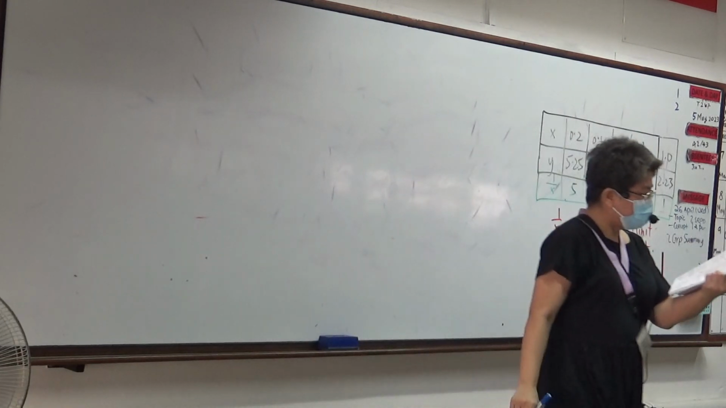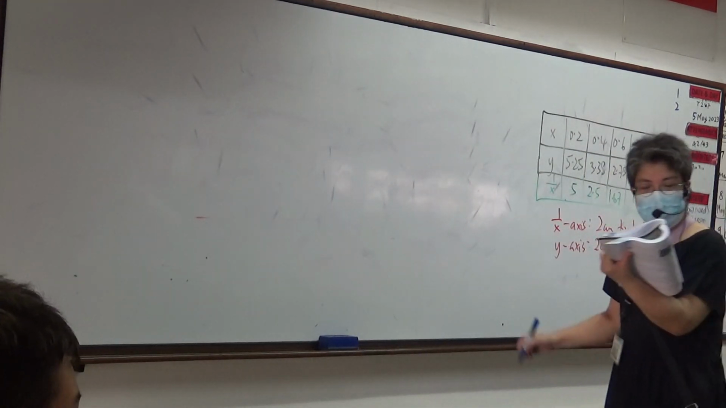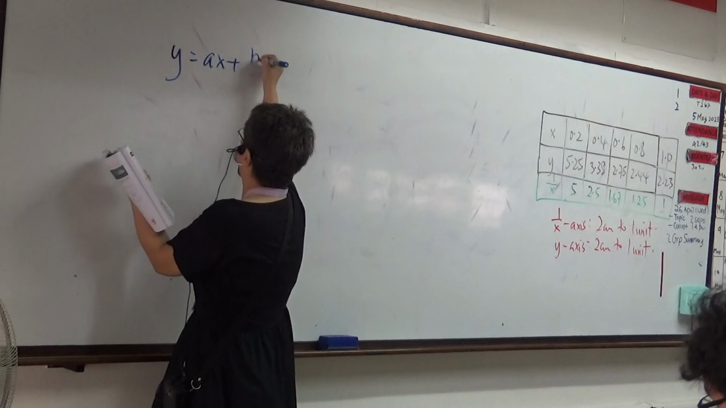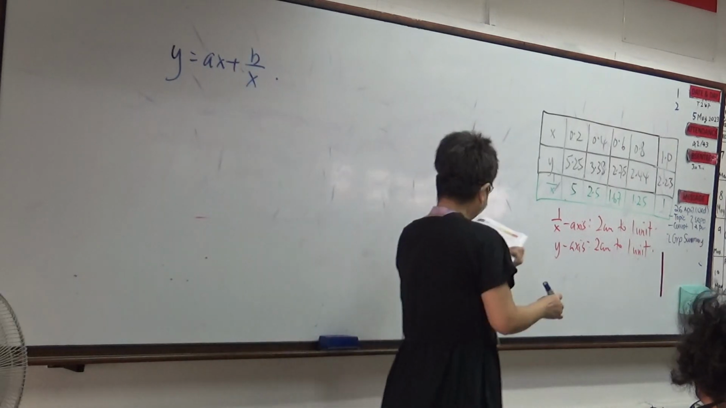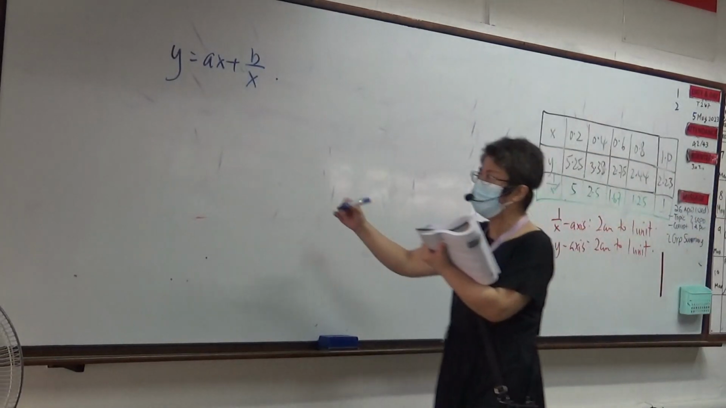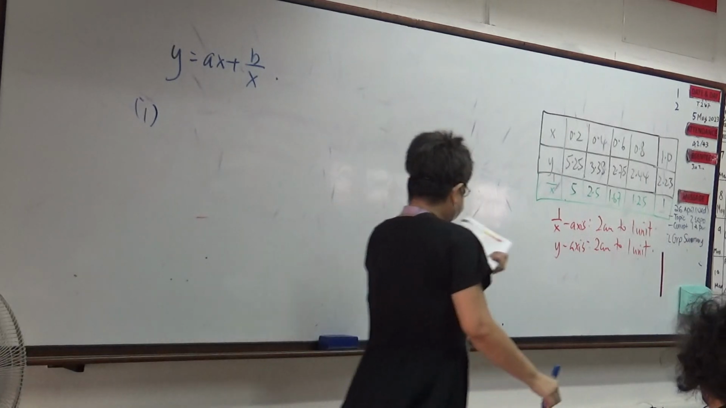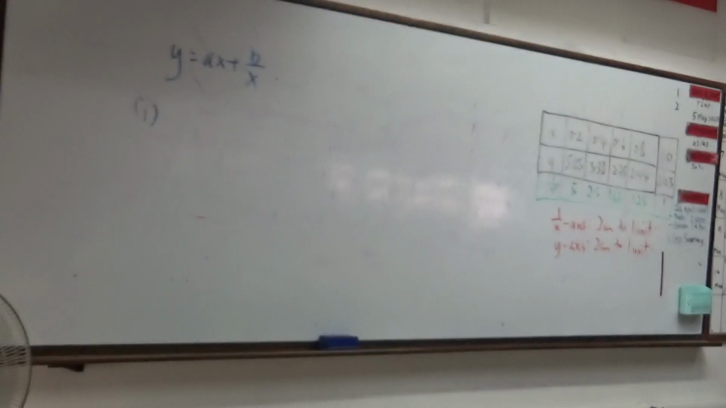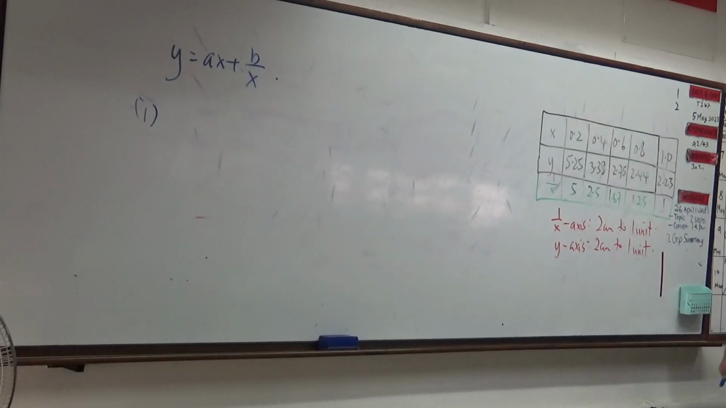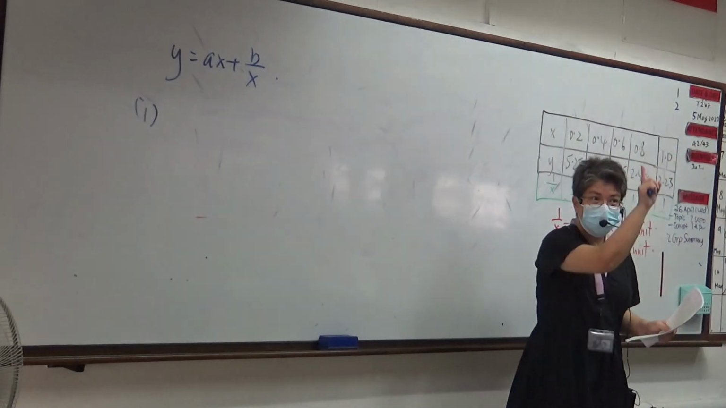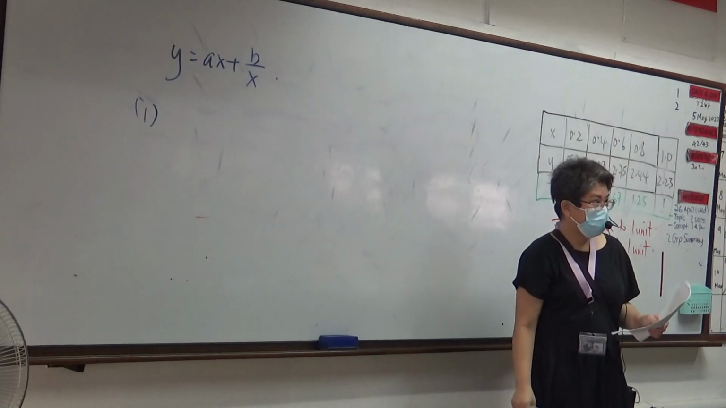The table shows experimental values of variables x and y, which are connected by the equation, when x is not equal to 0 and a and b are constants. Part 1. Express this equation in a form suitable for drawing a straight line graph. Now, do you agree that this question is more difficult than number 1?